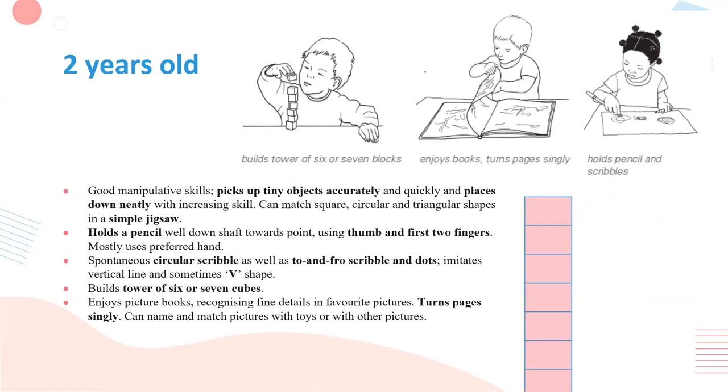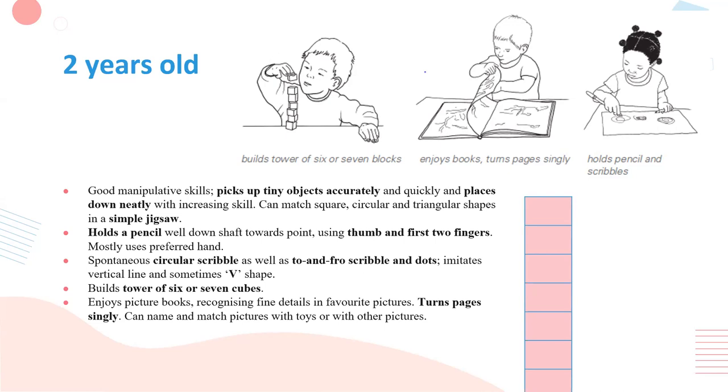Next, okay. At 2 years old, they started to have good manipulative skills in which they will pick up tiny objects accurately, place down the object neatly. They might be able to complete a simple jigsaw, for example, like matching a square or triangular shapes. Okay, and also at this age, they will be able to hold pencil in a better way, in which they use thumb and the first two fingers compared to the previous one.